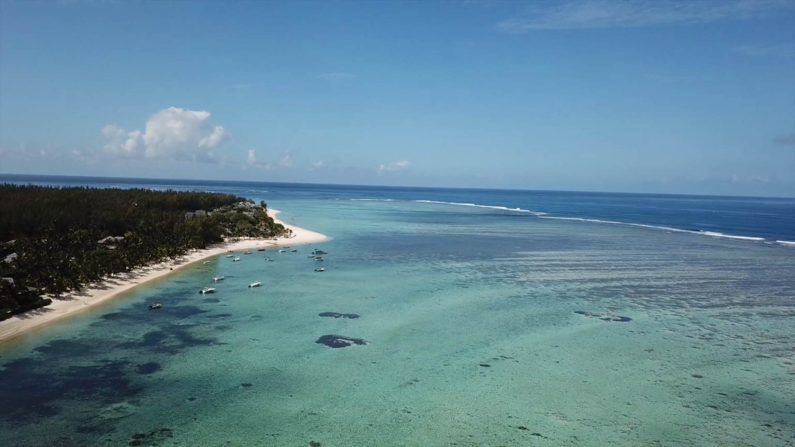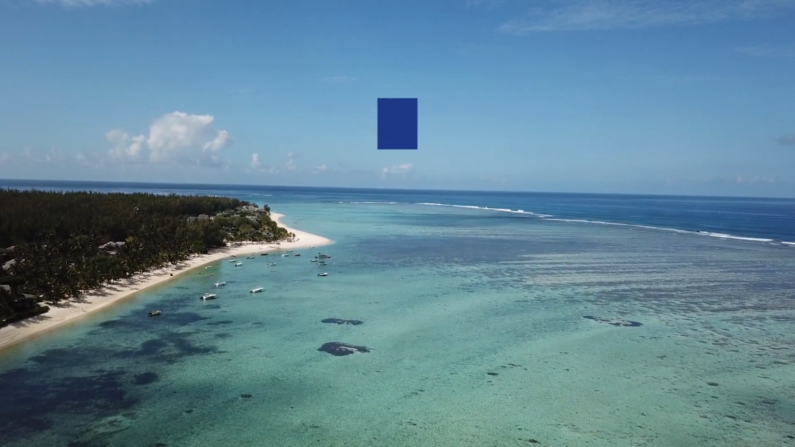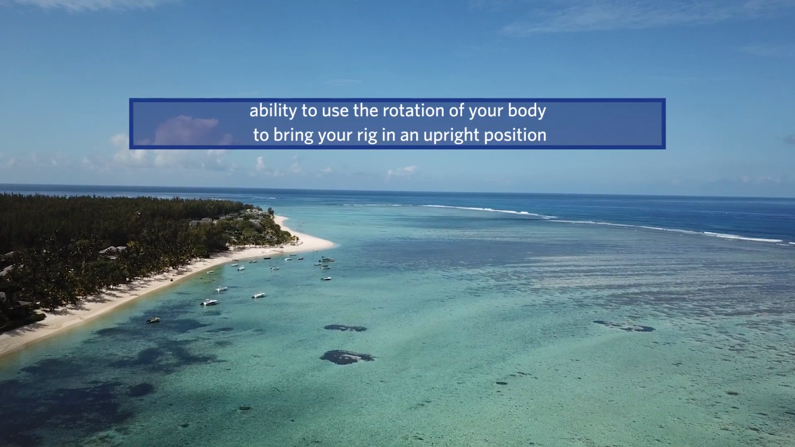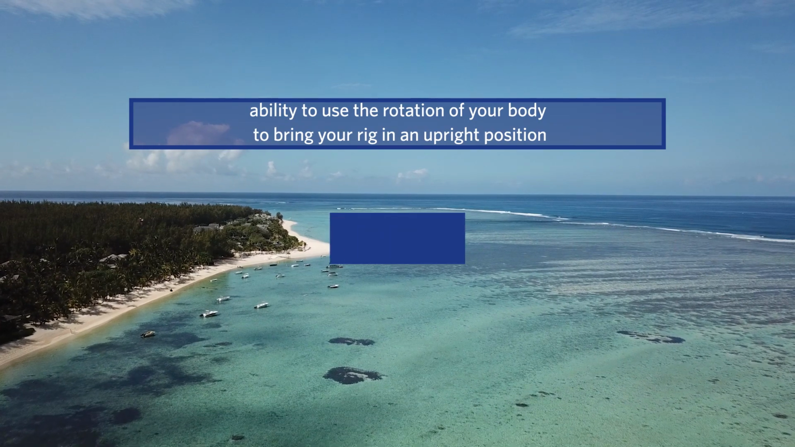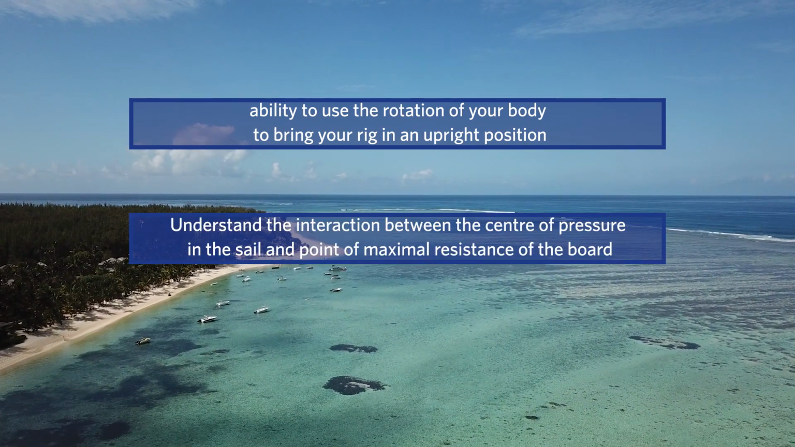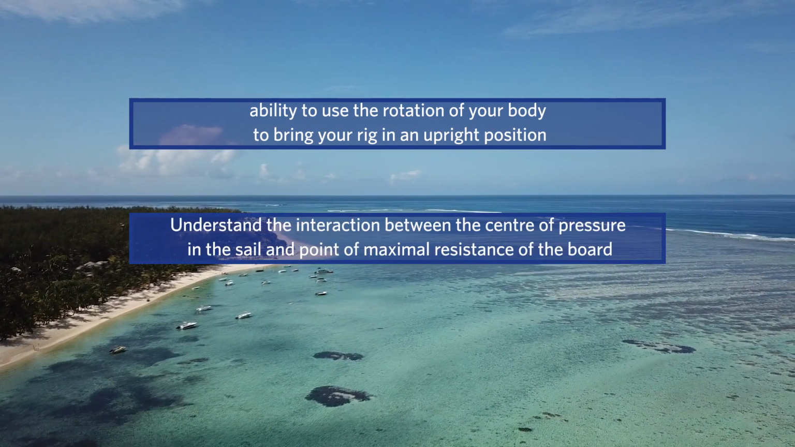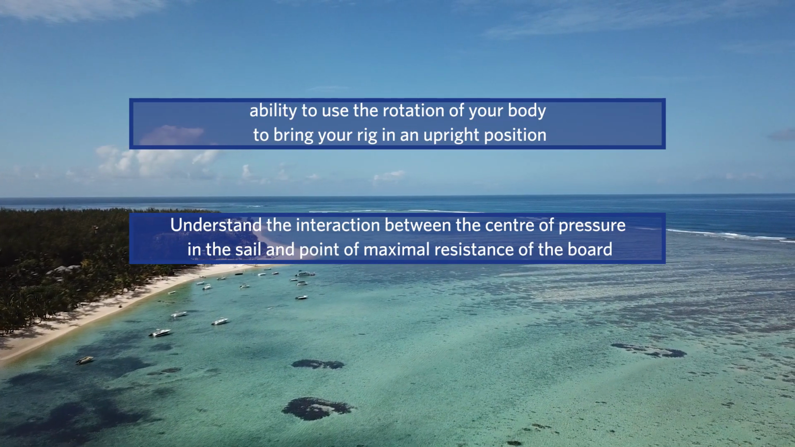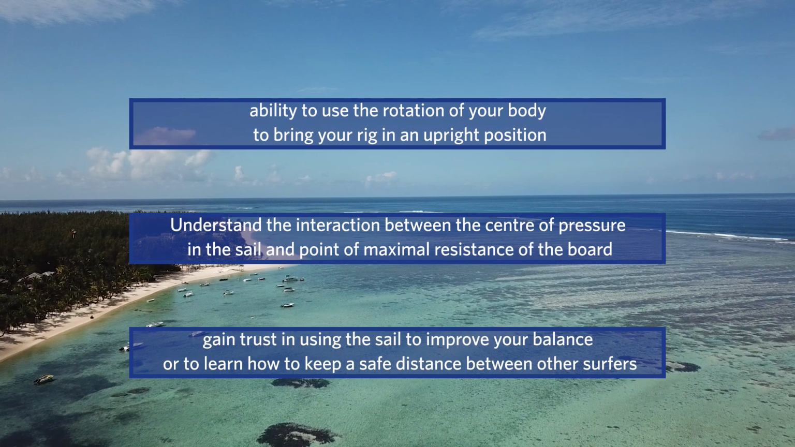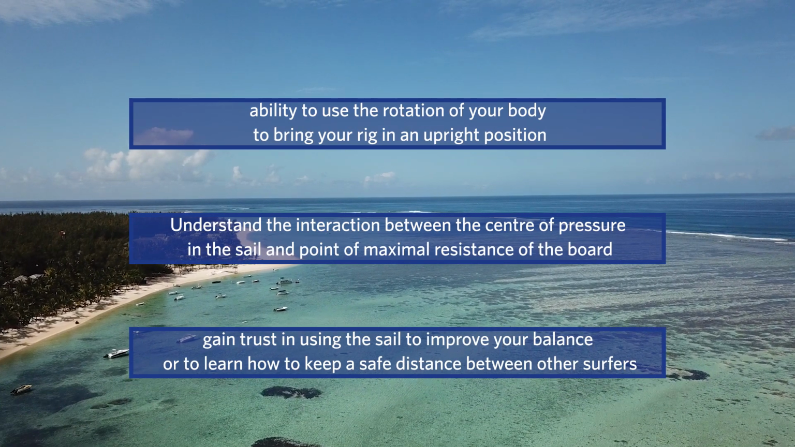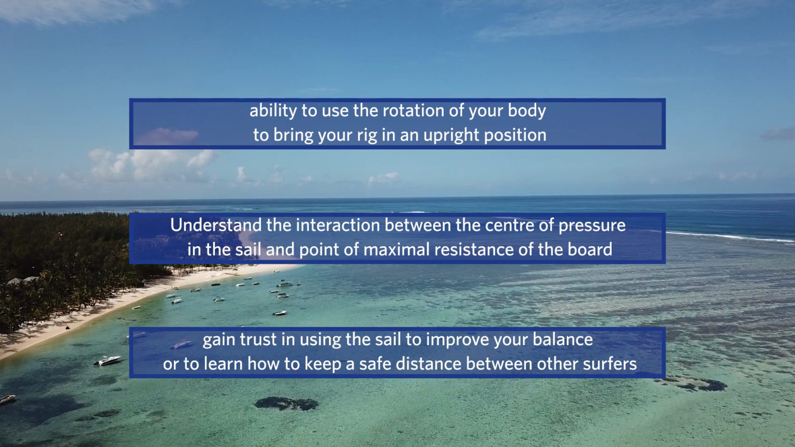The motor learning goal may be the ability to use the rotation of your body to bring your rig in an upright position. The cognitive goals: understand the interaction between the center of pressure in the sail and the point of maximum resistance of the board. And a possible social goal: gain trust in using the sail to improve your balance or to learn how to keep a safe distance between other surfers.